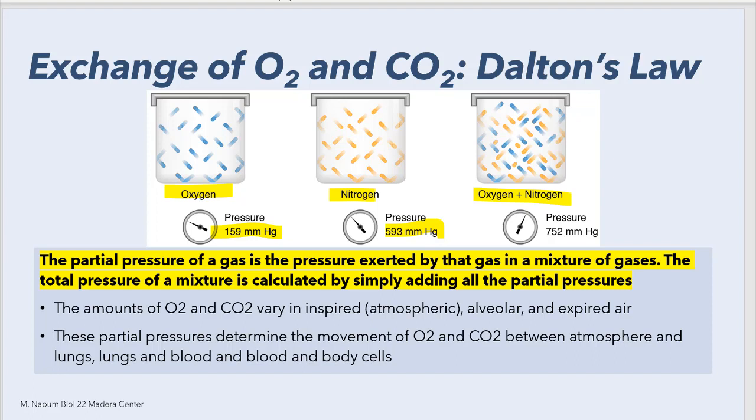So all I have to do here is just add those values. The pressure of oxygen is 159. The pressure of nitrogen is 593. Just adding those together will give me the total pressure, because that's how these gases behave. Their partial pressure, their pressure as if they're on their own, is going to be the same when they're mixed with other gases, and we can calculate that total pressure by just adding the individual pressures.